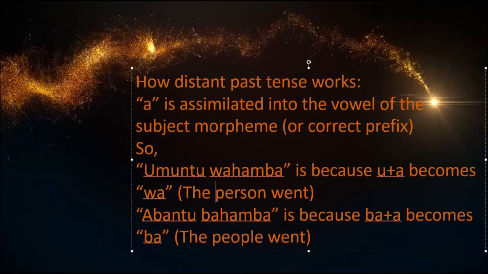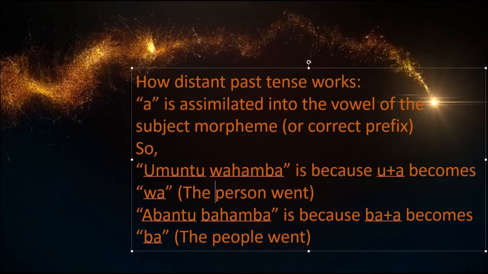Don't ask me why, but that's just how it is. It is because in Zulu you can't add a vowel to another vowel, and so they have to change it with something in between, and you'll see later on the different ones, but there's always the a, so it becomes wahamba. If you change that to the plural, abantu bahamba, is because the ba, which is the prefix for abantu, added to an a does not change. So it is abantu bahamba.